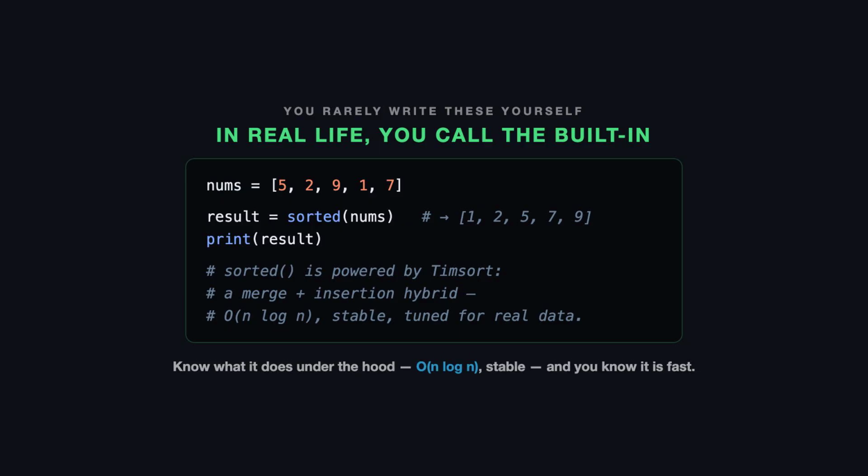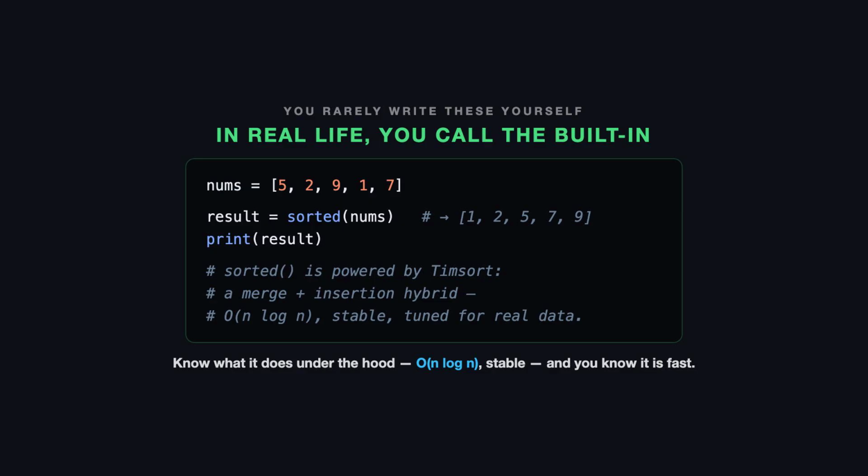Behind that single call is an algorithm called Timsort, a hybrid that blends mergesort with insertion sort, and it is genuinely brilliant. It is O of n log n. It is stable, meaning equal items keep their original order. And it is specifically tuned to fly through the partly ordered data you meet in the real world. Java, Python, and more all ship it.